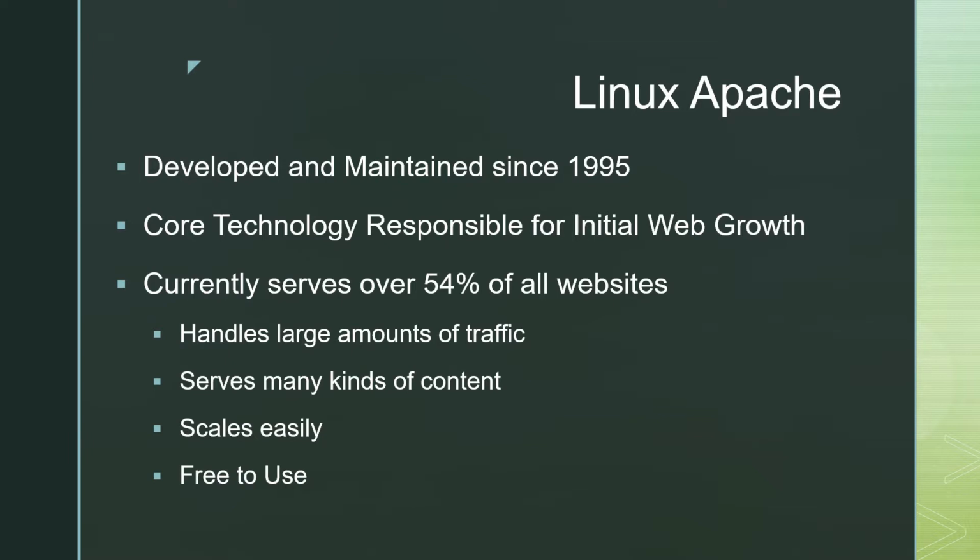Linux Apache is the web server that's most frequently used on the internet today. It was originally developed in 1995 and was a core technology responsible for the initial growth of the World Wide Web. Today, it serves over 54% of all websites. It's pretty popular. It's very robust, meaning that it can handle large volumes of traffic on a single server. And it scales really well regardless of the size of the site or the number of requests to that site.